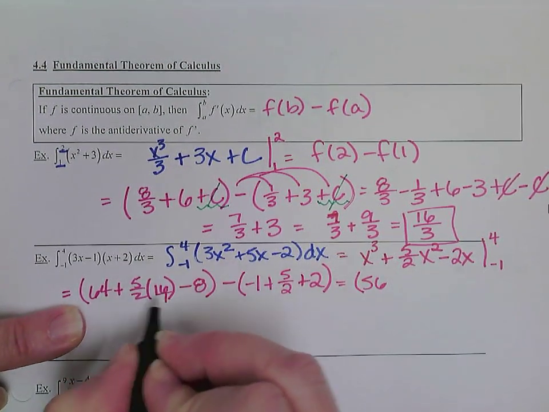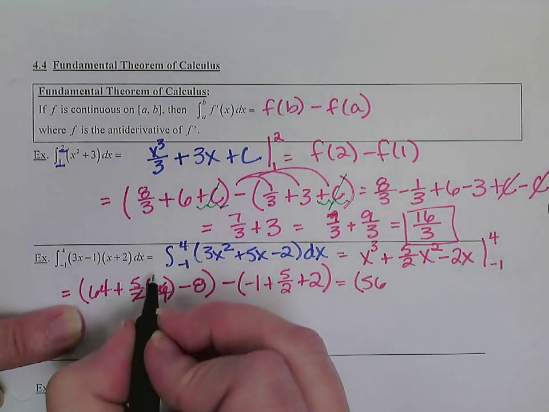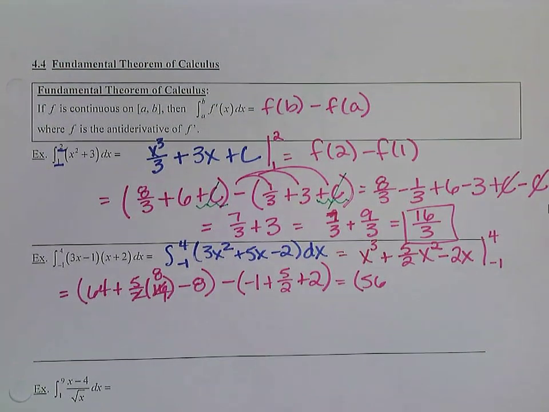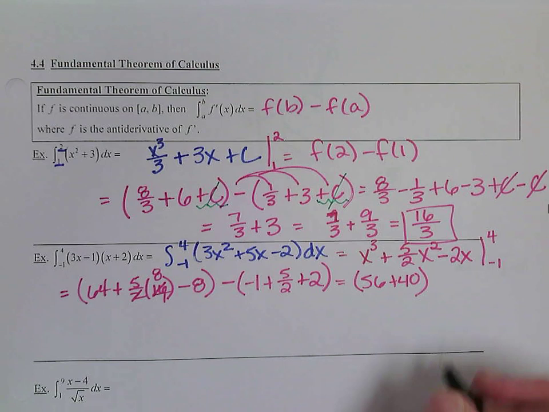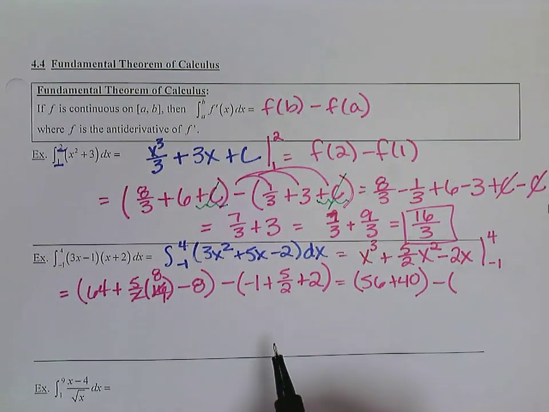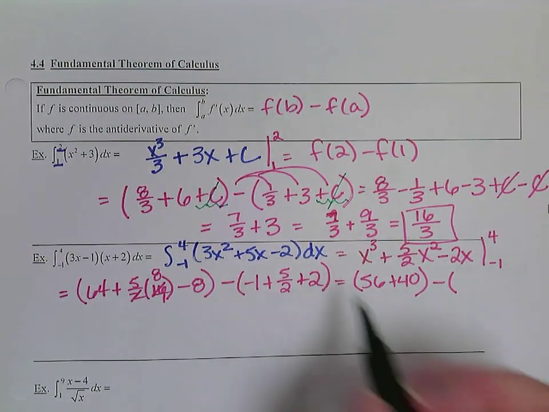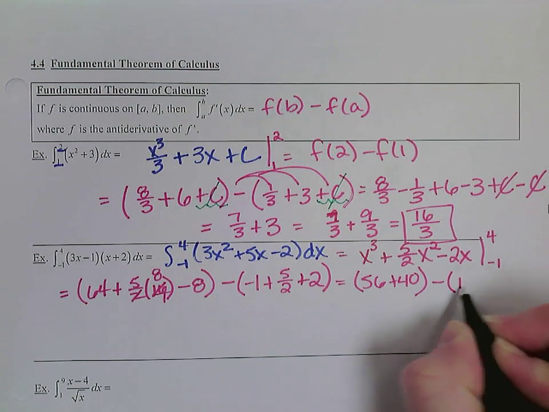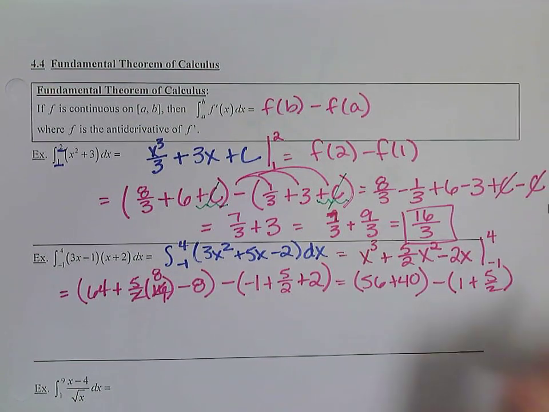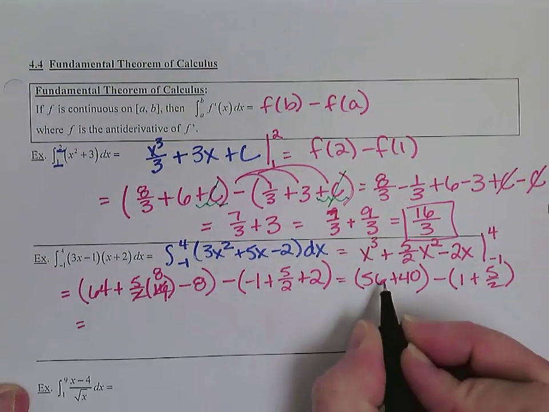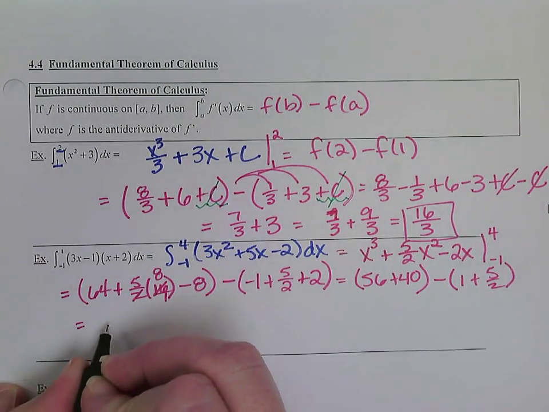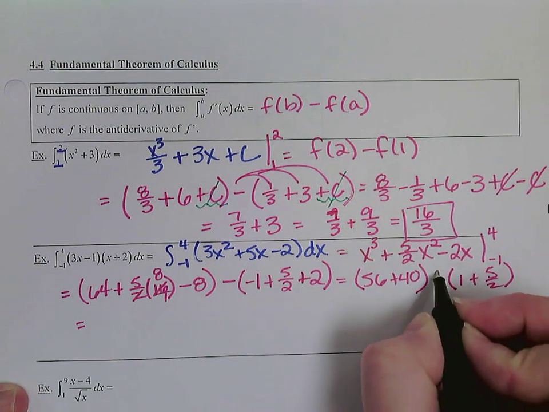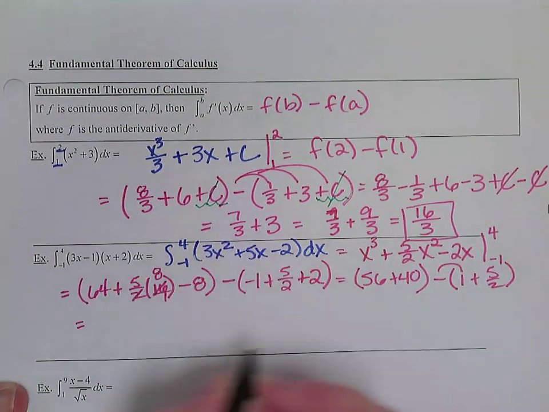2 goes into 16 8 times, and 5 times 8 gives me 40, so plus 40. And then over here I've got -1 plus 2 is 1, plus 5 halves. So I have 56 plus 40 is 106, but then I would subtract 1, gives me 105.